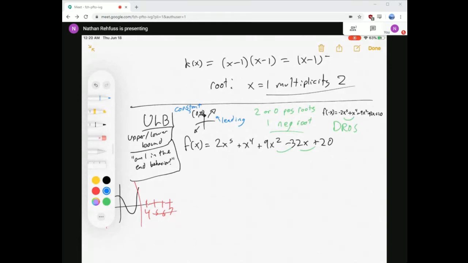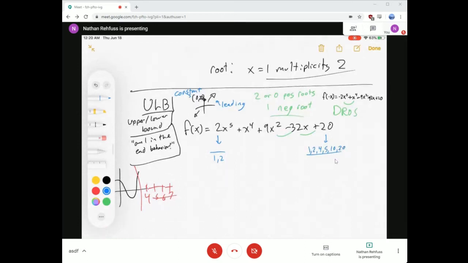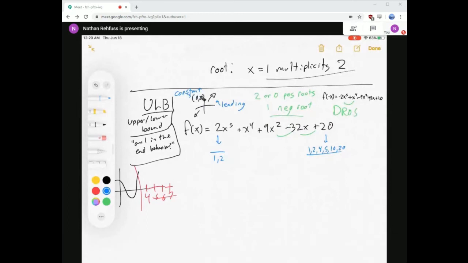Now I need to get a hit list of targets for my synthetic division, and that list is going to come from the rational roots theorem. I'm going to be dividing by a 1 or a 2. And my numerator is 1, 2, 4, 5, 10, or 20. Now, a few of these will be redundant, like 2 over 2 is 1, 4 over 2 is 2, 10 over 2 is 5, 20 over 2 is 10. So my list works out to be, all of these could be positive or negative, and they could be 1, 2, 4, 5, 10, or 20.